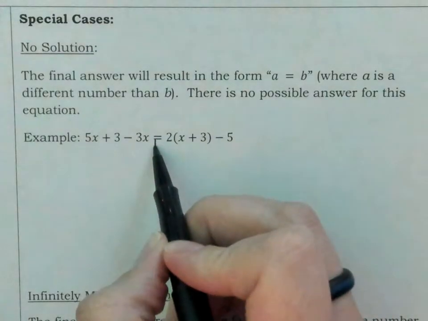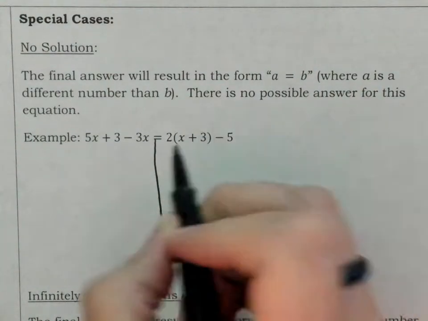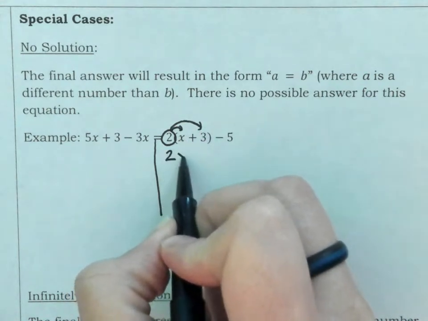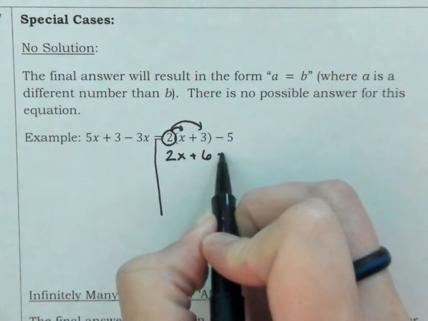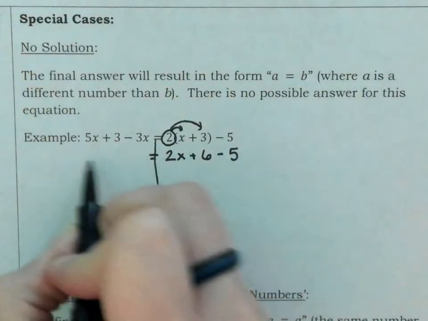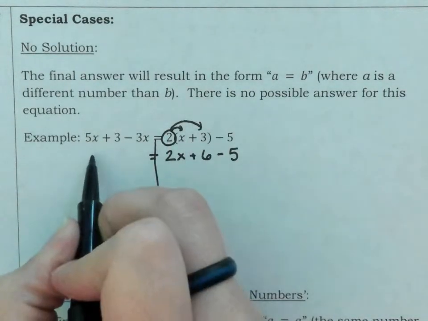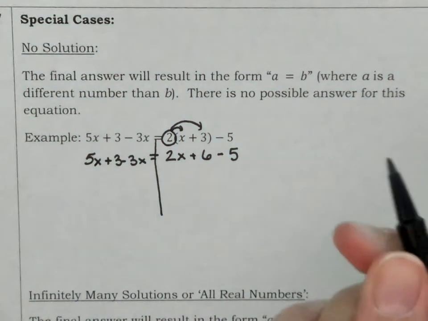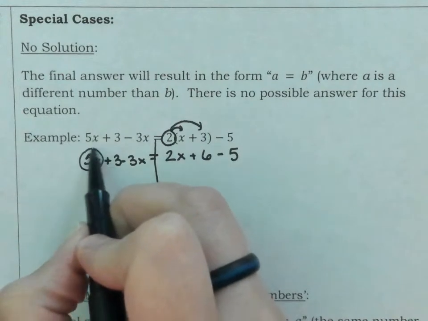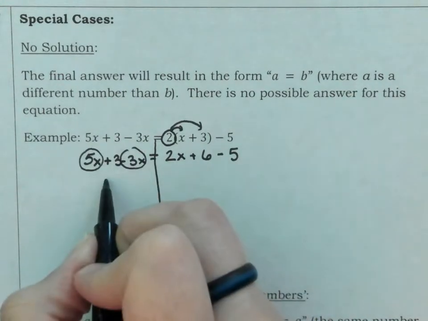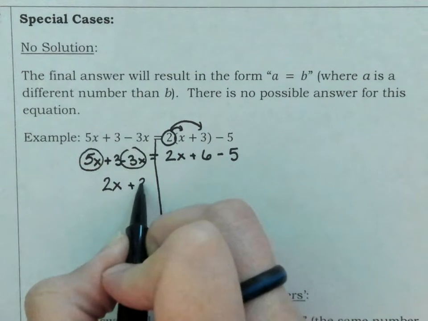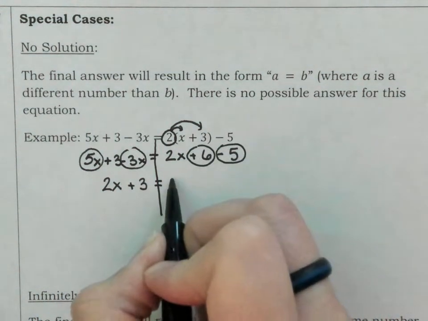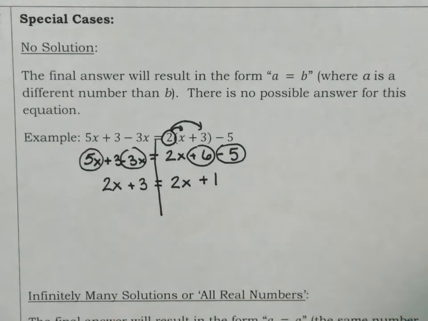So if I start to solve this one, brick wall, I'm going to distribute first. So I get 2x plus 6, bring down the minus 5, equals, over here I have 5x plus 3 minus 3x. And now I can combine like terms. 5x minus 3x is 2x plus 3. Equals, and I have like terms here, a 6 and a negative 5, so I have 2x plus 1.